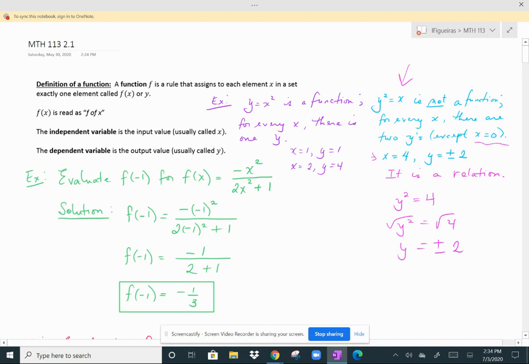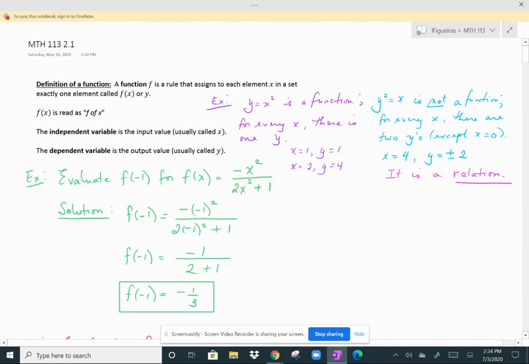So 4 and plus or minus 2 for y is one example of where this rule is not a function. It's actually called a relation. But there's many other examples, like when x is 1, y would be plus or minus 1. And again, the only exception is 0, because when x is 0, y is 0.